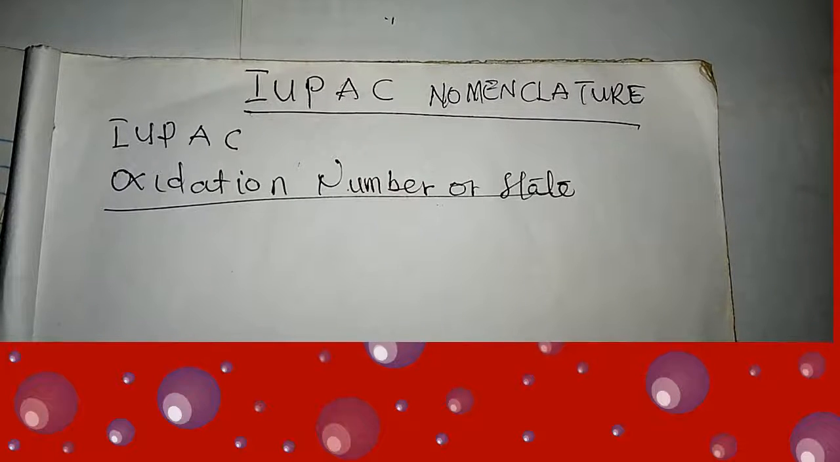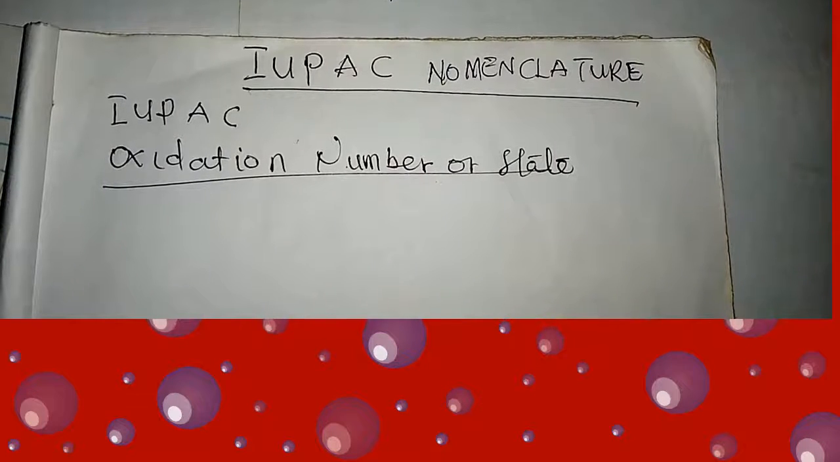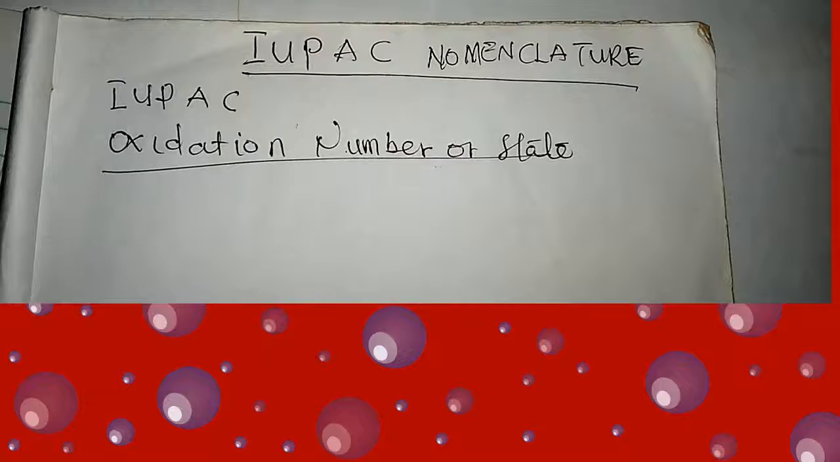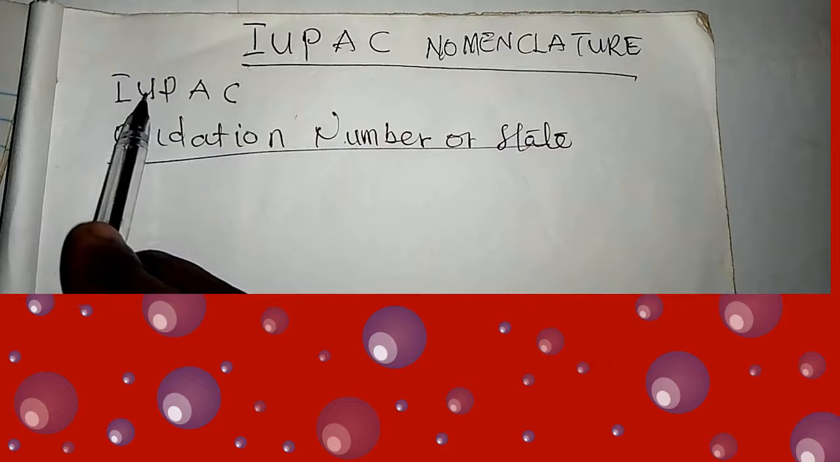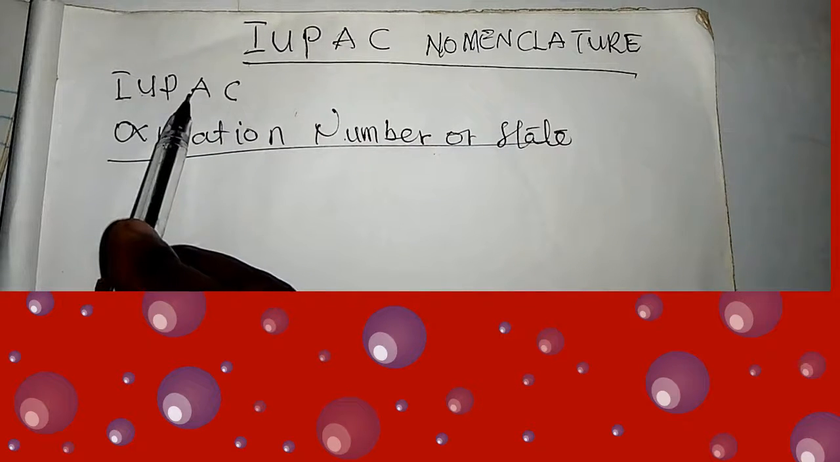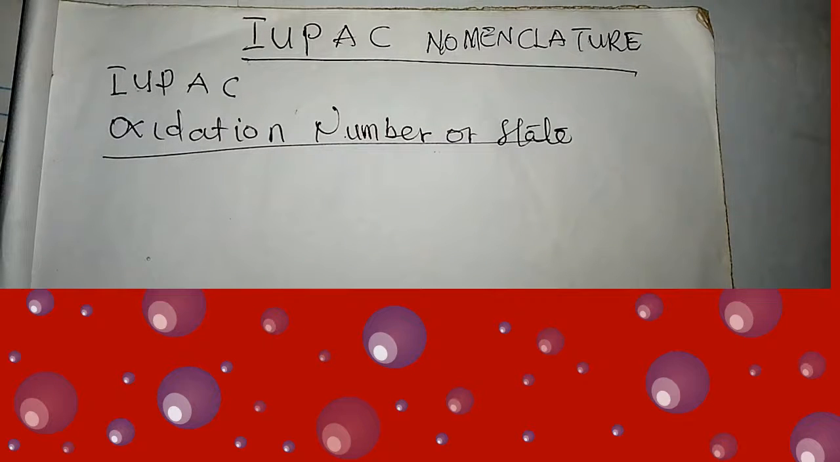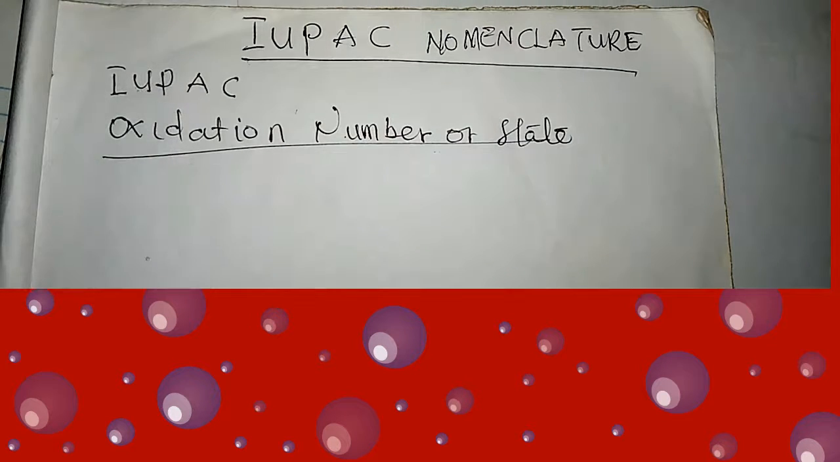It's very simple. IUPAC nomenclature is a system of naming chemical substances based on rules assigned by the International Union of Pure and Applied Chemistry. As we've seen, the I in IUPAC stands for international, U stands for union, P stands for pure, A stands for applied, and C stands for chemistry. So when we name any chemical substance based on the rules assigned by this organization, we call it IUPAC nomenclature.